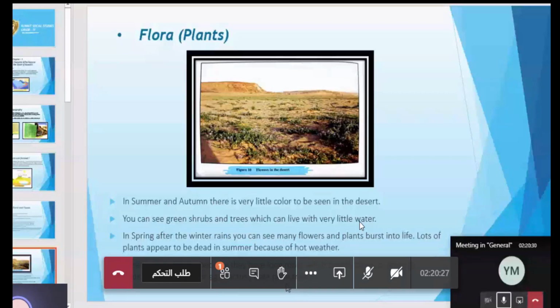But other trees cannot grow because they have short roots. They cannot reach to the underground water. But these plants, cactus, date palm tree and all, can reach the underground water. And that is why they can grow.